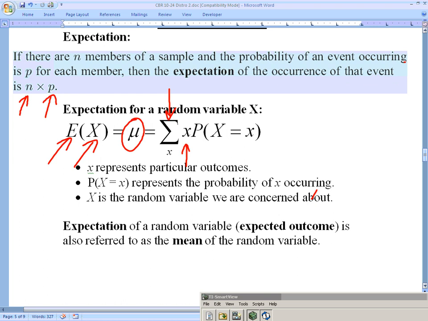Little x stands for data. So we're going to take each piece of data. We're going to multiply it by the probability of getting that data and add all those up. And we'll look at an example of that as well.